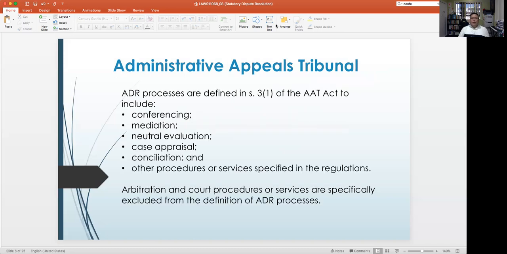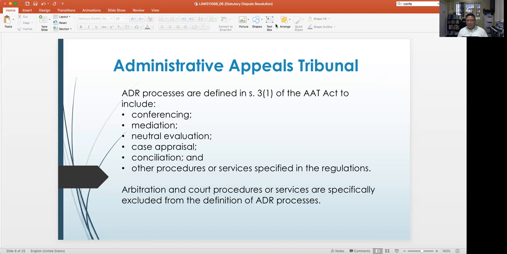Now, when you look at the AAT, it has ADR processes under Section 3, Subsection 1 of the AAT Act. The ADR processes include conferencing, mediation, neutral evaluation, case appraisal, conciliation, and other procedures or services specified in the regulations. Of course, we're quite familiar with mediation. We discussed mediation, I think, in week 2. We discussed conciliation in week 5. We discussed neutral evaluation and case appraisal in week 6. So we have familiarity with these things, and we're not going to be discussing them again.